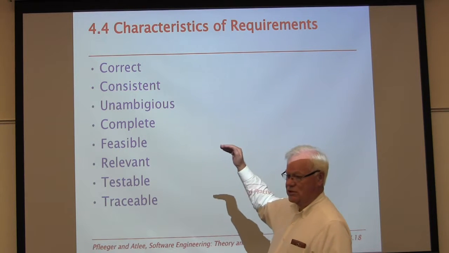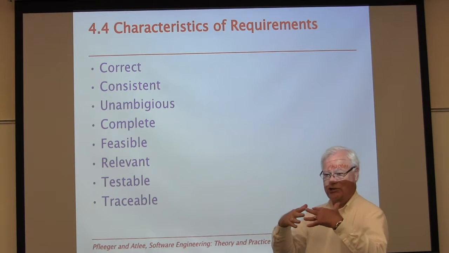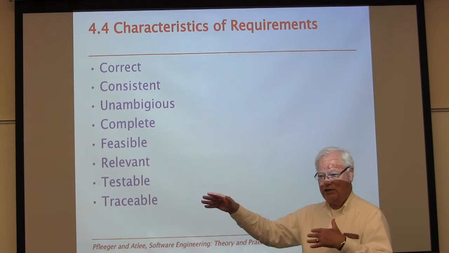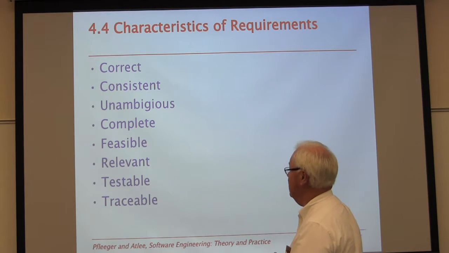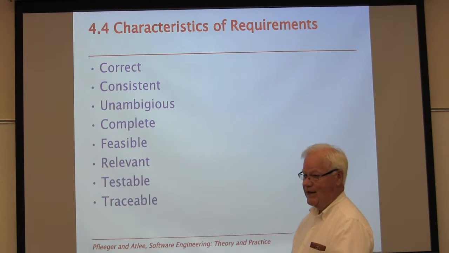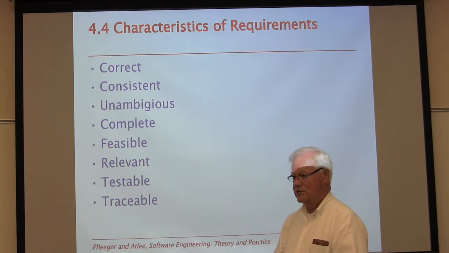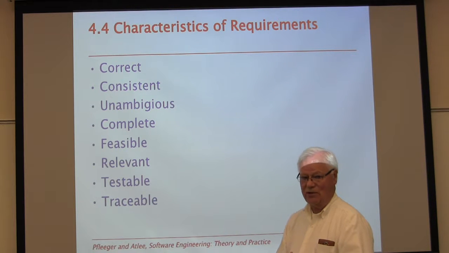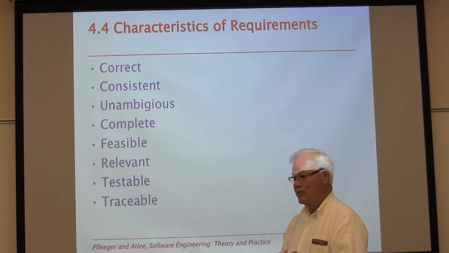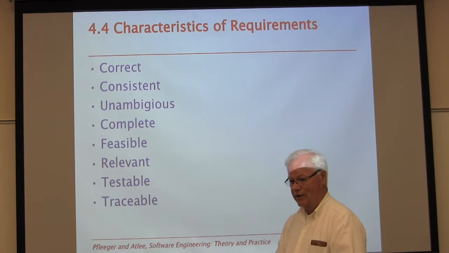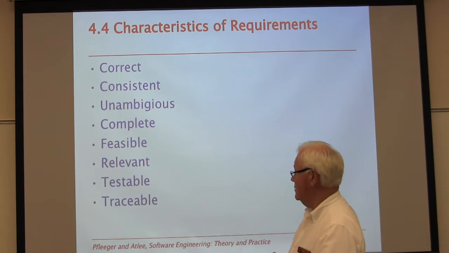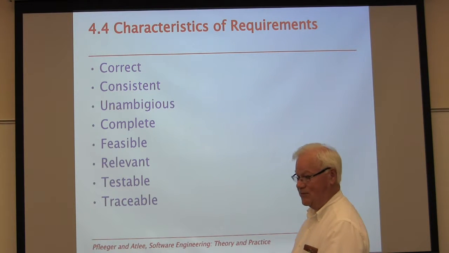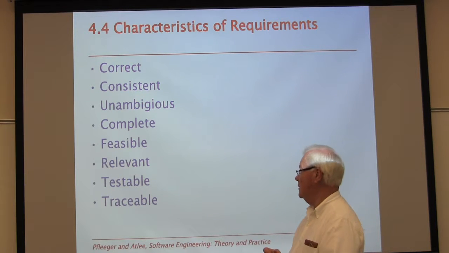Make sure they're consistent. You don't have two requirements that are clashing against each other, that if we did this, we couldn't do this, and vice versa. Fix those immediately. You cannot have ambiguous requirements. If somebody reading your list of requirements can't understand them, you probably need to go back to the customers and clarify them, or rewrite them if you know what they are and it's just not written well. They've got to be complete. You can't have any holes. They've got to be possible, feasible. Make sure you can do it.